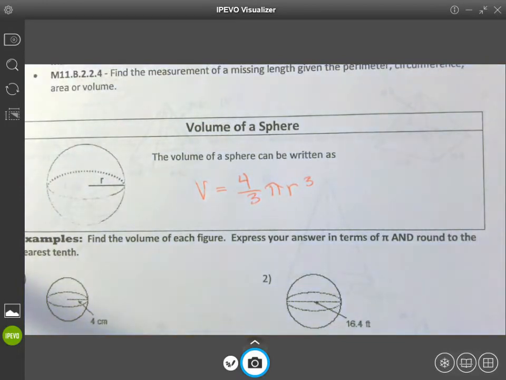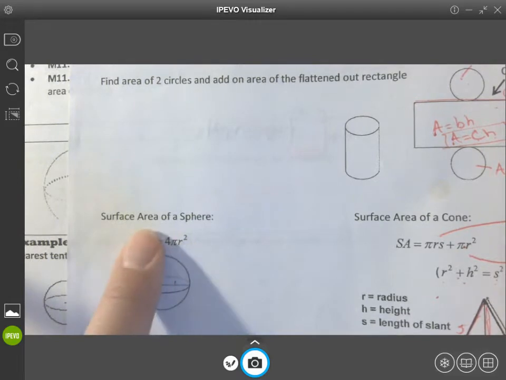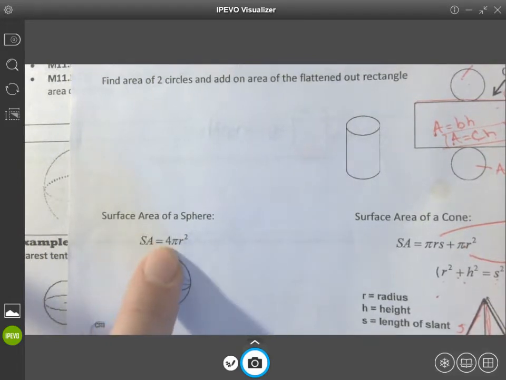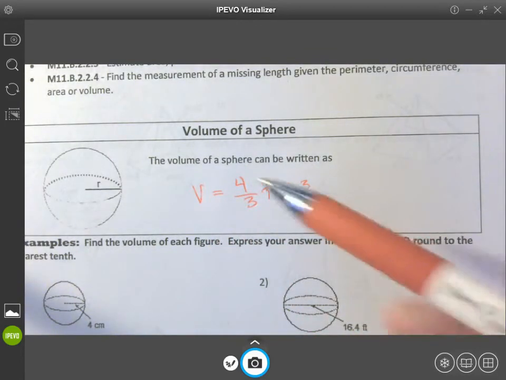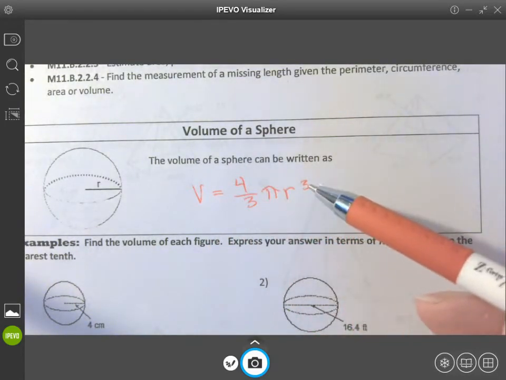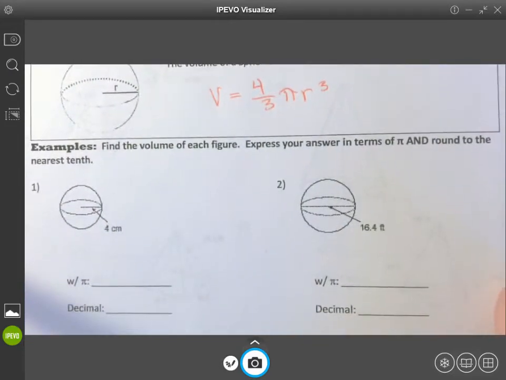If you look at surface area of a sphere, it's 4 pi r squared. So pi r squared is the area of a circle. 4 times it gives you your sphere. This is for surface area. This is 4/3 pi r to the third. And that's it, guys. We're going to do that exact and approximate again.